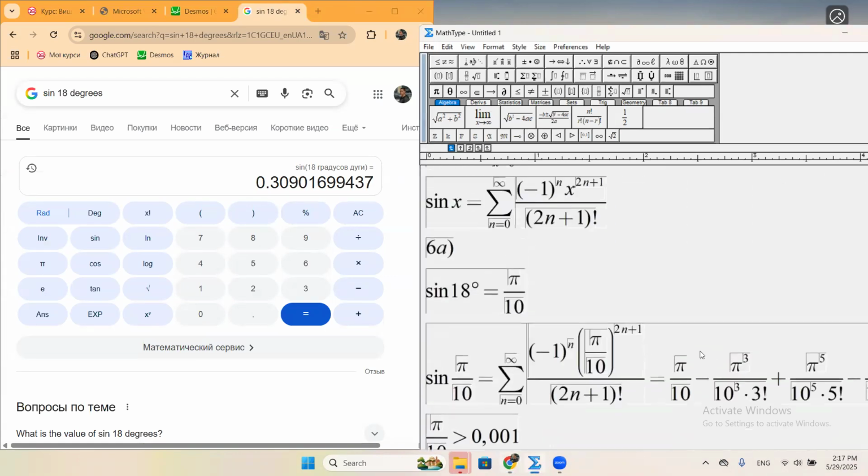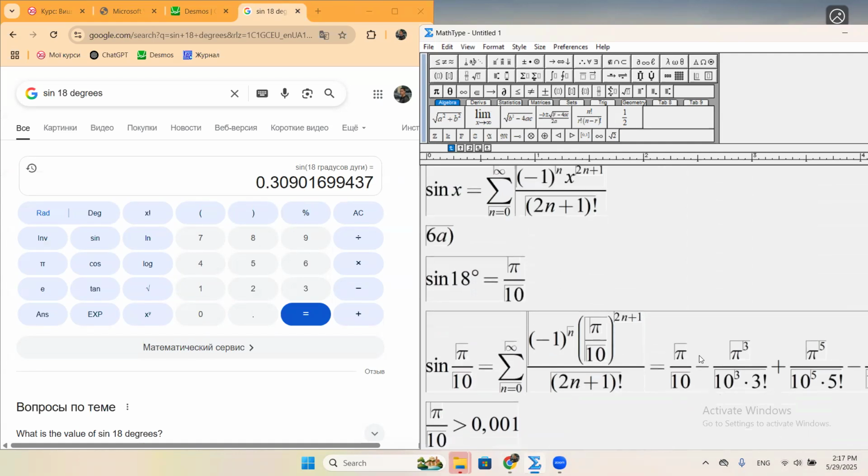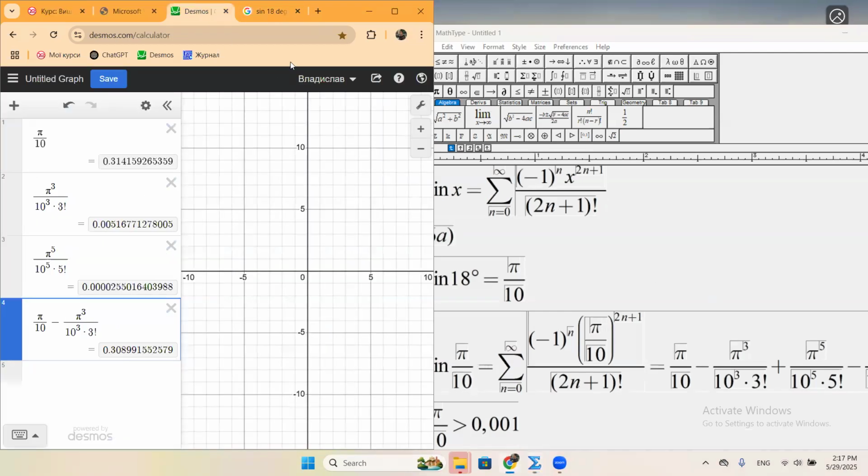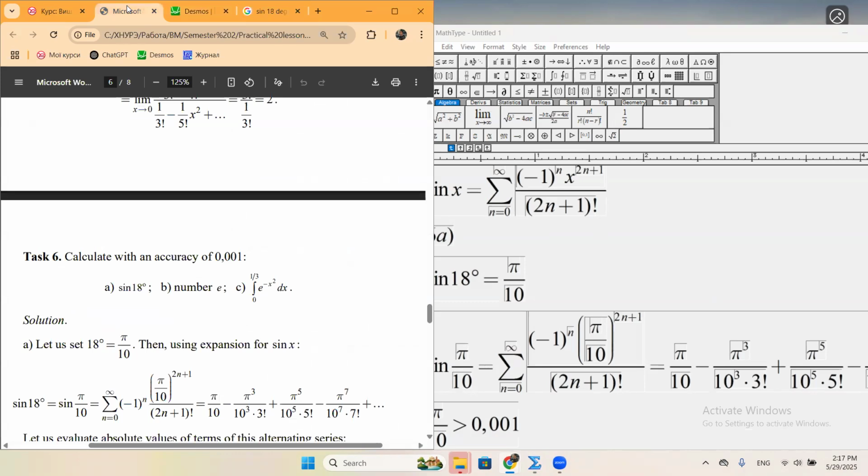Actually, in programming languages, how are functions like sine, cosine, exponent, and so on implemented? They are implemented using power series. So that's how they work.